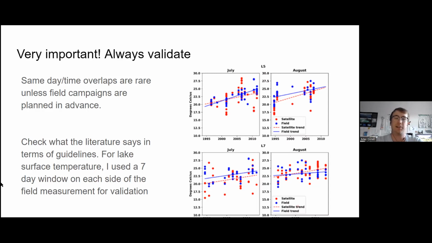It's also important to consider the overlap between the satellite image and the in situ measurement. So in this case, Carolien says she used a 7-day window on each side of the field measurement. So if an image passed over the lake within 7 days of a field measurement, she treated those as an overlap. That window changes a lot depending on the parameter and the system. So you can play around with that and see what works well, but it's important to try to get the matchup as close as you can without limiting the data too much.